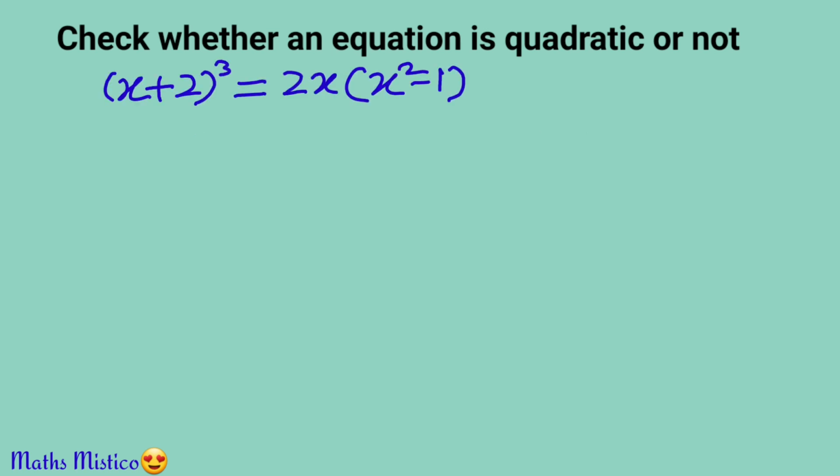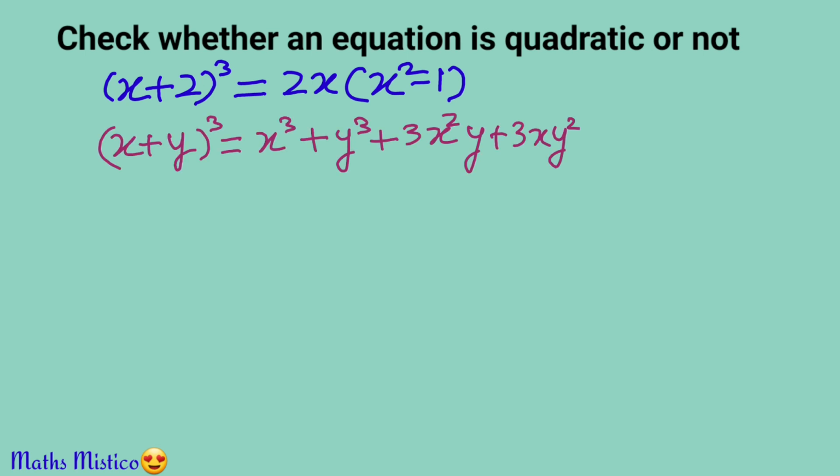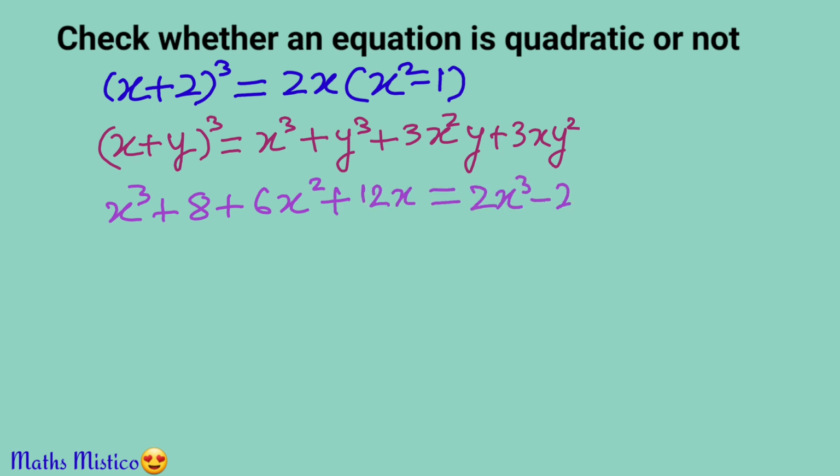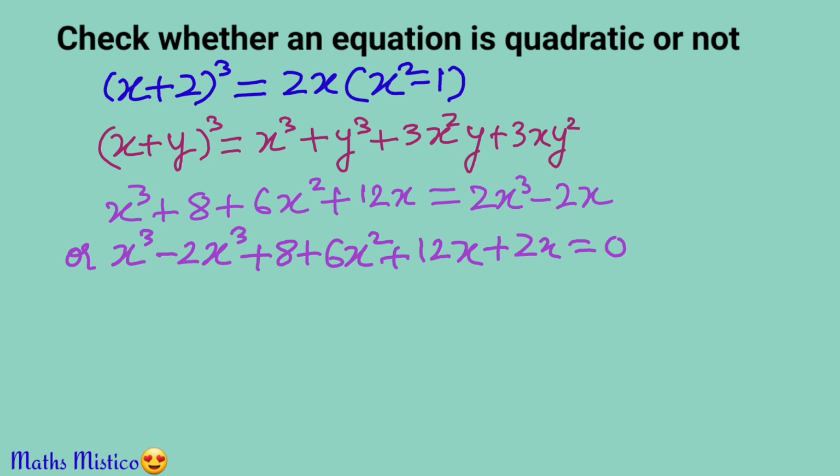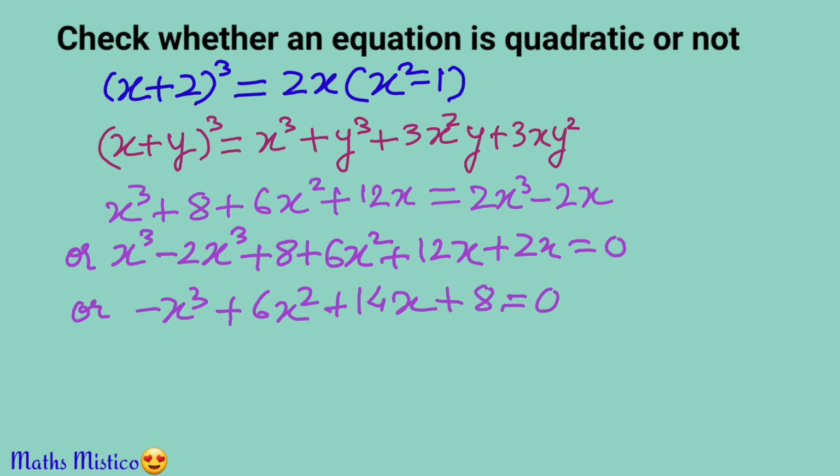Now in this one we have to use the formula x plus y whole cube, which is equal to x cube plus y cube plus 3x square y plus 3xy square. So using this we get x cube plus 8 plus 6x square plus 12x and 2x cube minus 2x on the right hand side. Bringing the terms to this side, and adding the like terms, we finally get minus x cube plus 6x square plus 14x plus 8 equal to 0. It has degree 3, so it is not quadratic.